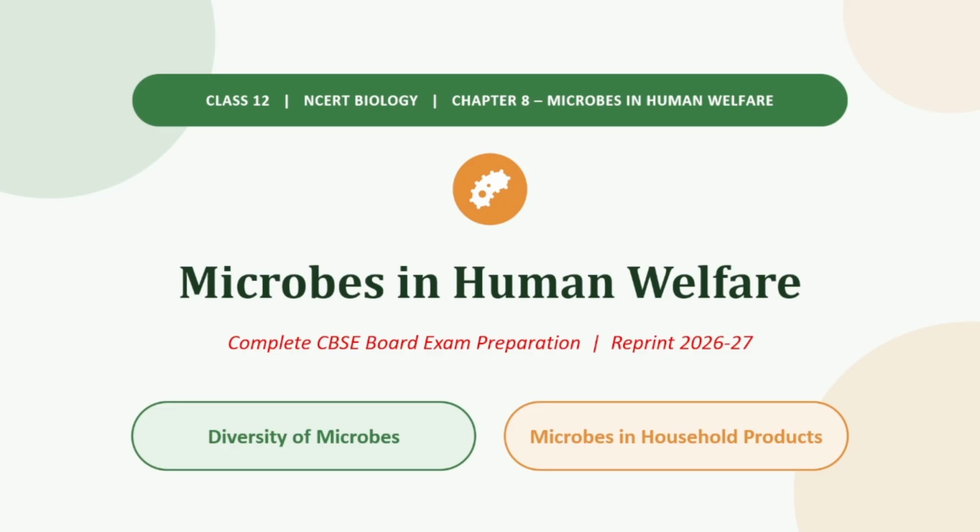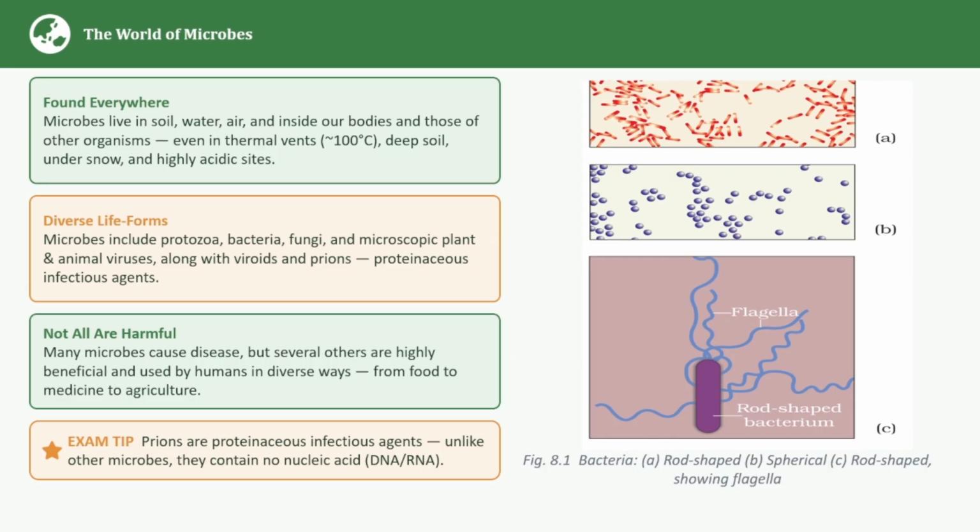Today we are going to see Class 12 Biology Chapter 8 Microbes and Human Welfare. Can you see all the living organisms around you? You can see a tree, a dog, a bird, or a human being. But what about the tiny organisms present in the air, soil, or even inside our body? No, right? Those are called microbes or microorganisms.